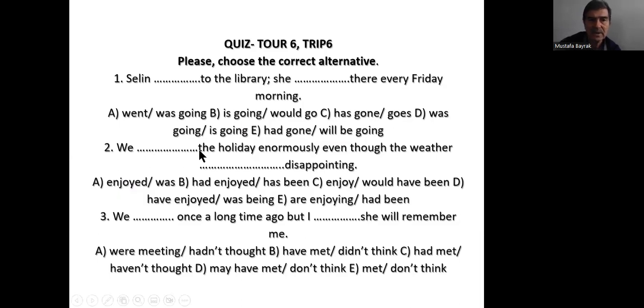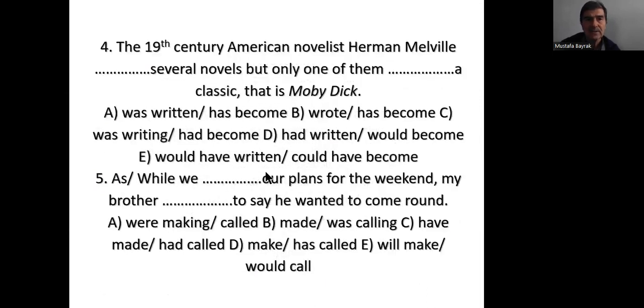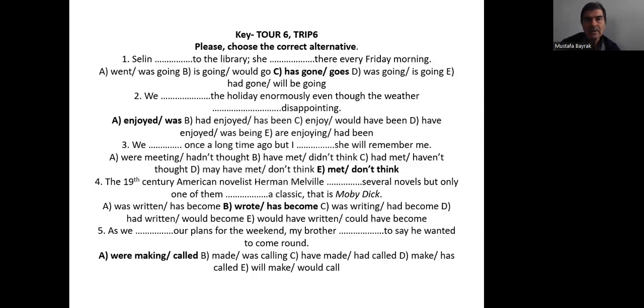Second question. We blank the holiday enormously, even though the weather blank disappointing. Okay, I think it's better to see from the key and to see why that answer is true. Celine has gone, yes, this one. We, for example, we enjoyed the holiday enormously, even though the weather was disappointing. Yes, all completely about the past. Okay.